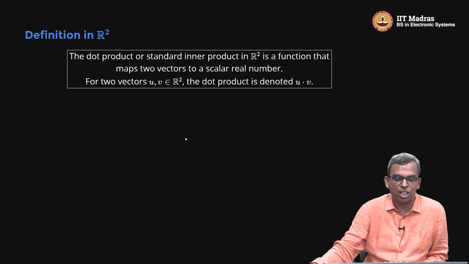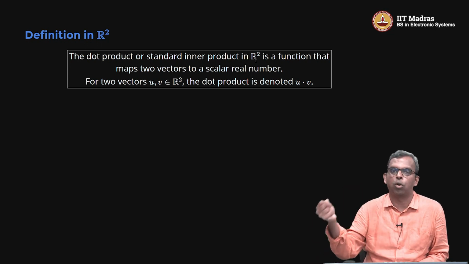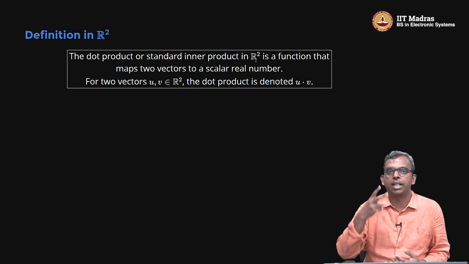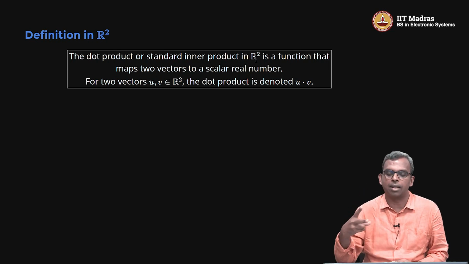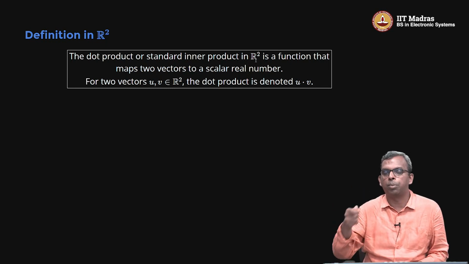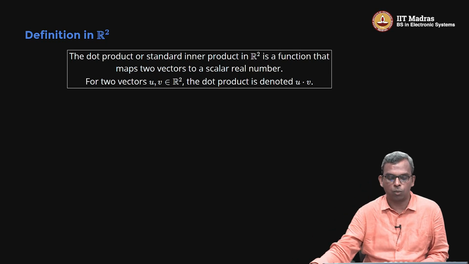Here is a definition in R2, the real space: the dot product. Before I define it precisely, what is the inner product? The inner product is actually a function that maps two vectors to a scalar. A function always has an input and an output. What are the inputs of this function? It has two inputs. These are any two vectors in R2. And what is the output? The output is a real number. That is what an inner product is.